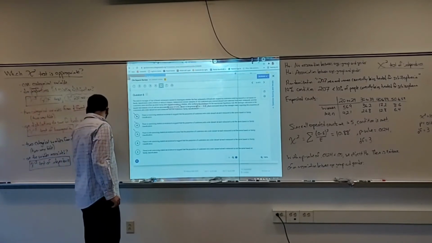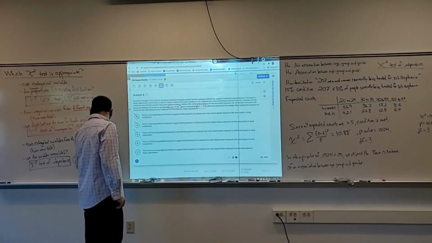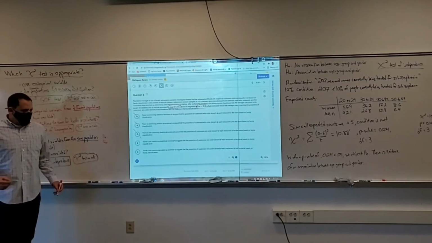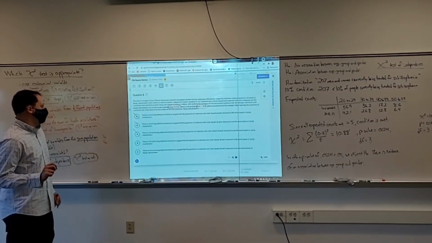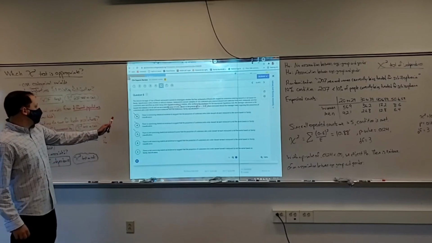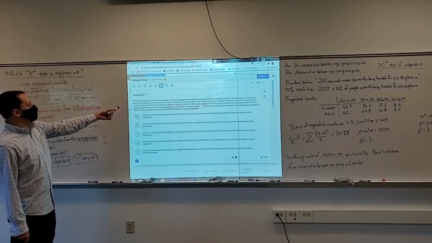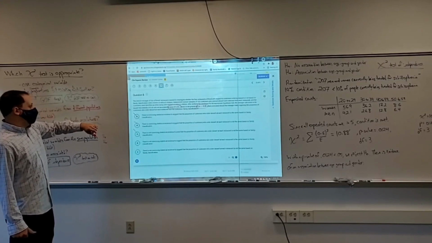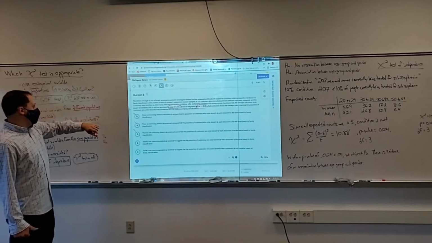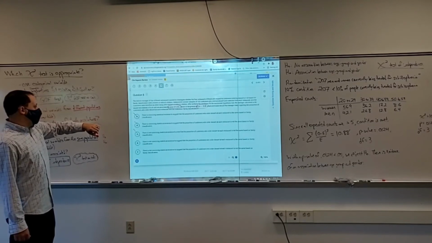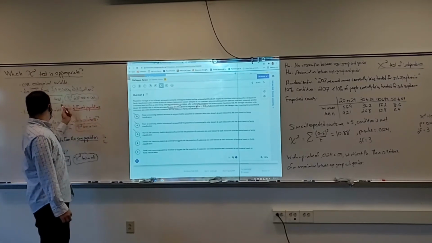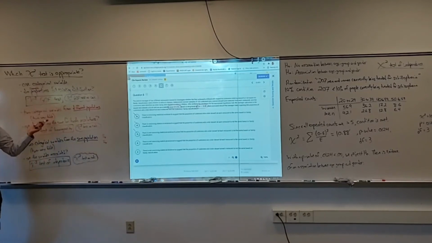So you might, on your scratch paper, just quickly maybe write what the hypotheses might be. So this is where I might actually go back up into the question. Okay, so this is a goodness of fit test, right? Because there's only one sample.